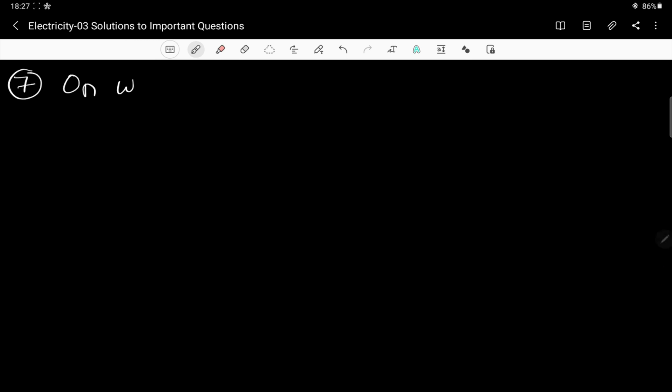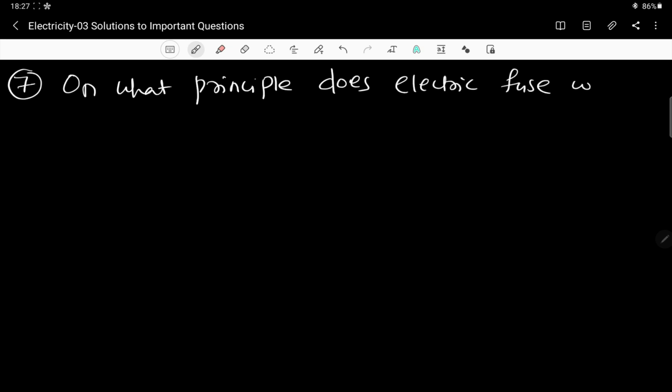On what principle does an electric fuse work? Tell me. It works on the principle of the heating effect of electric current, no? Correct, right? So when current is passed, if more current is coming, it gets heated.